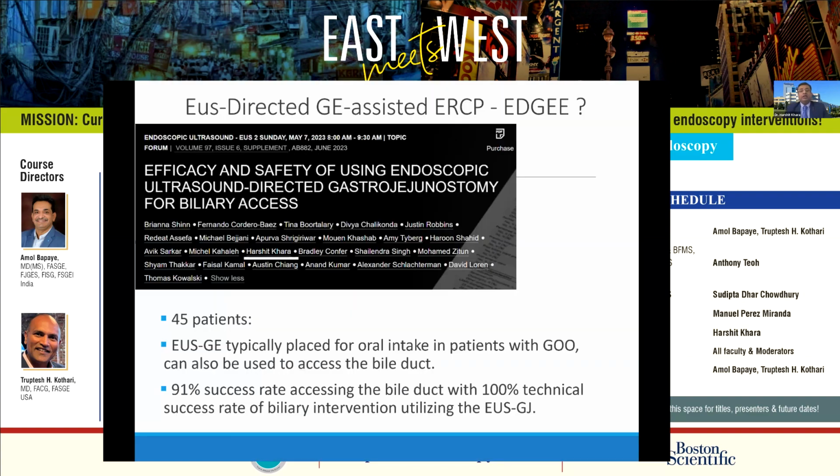And to make things more of an alphabet soup, from EDGE to EDI, can we get EDGY? This was something that we participated in, again, in a multi-center study of patients where we combined these two procedures with the EUS-GE access and then do an ERCP through that. So we had 45 patients who underwent EUS-GE for a gastric outlet obstruction, but then subsequently also developed biliary outlet obstruction. And we successfully used the EUS-GE access to do a retrograde ampullary access.